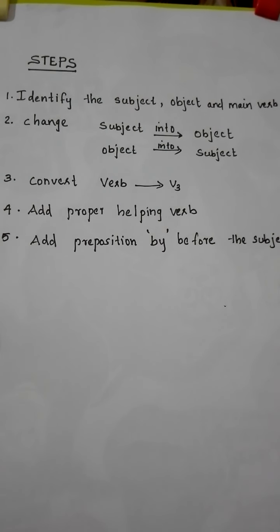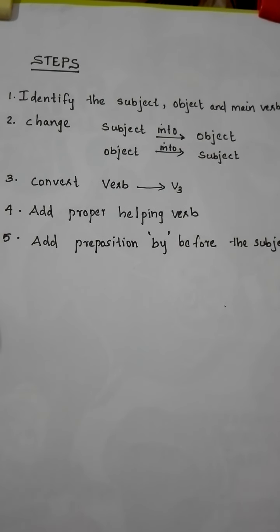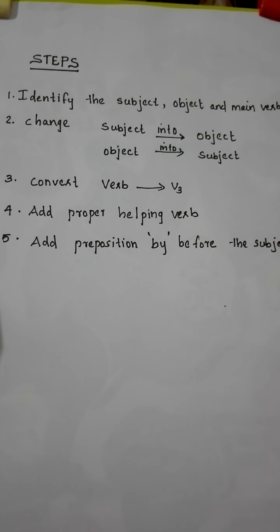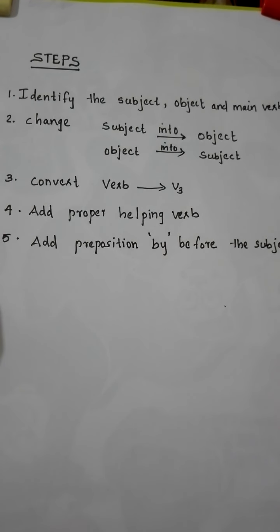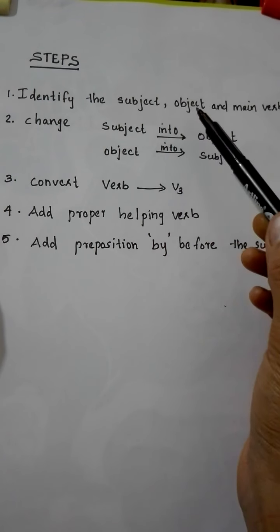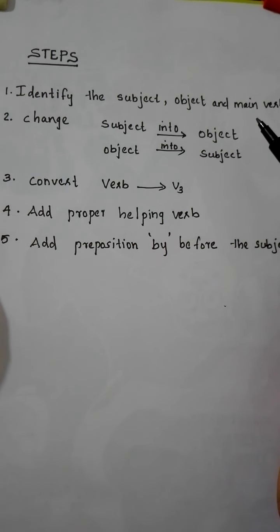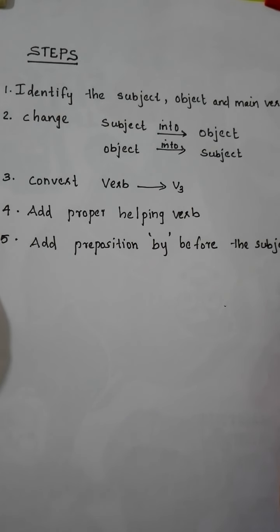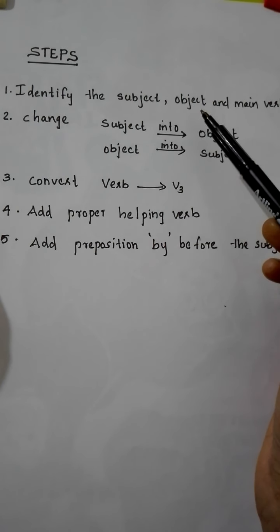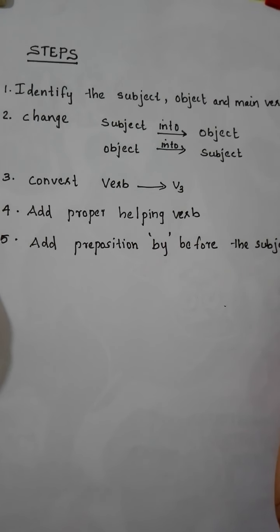So there are 5 steps to convert an active voice into passive voice. See, here I wrote 5 steps for you. Listen. First, when we get a subject in the active voice, what are the things we have to do? First, we should identify the subject, object and the main verb in the sentence given in the active voice. When we get a sentence in the active voice and we have to convert it into passive voice, which are the things we first want to identify? Subject, object and main verb we should identify firstly.